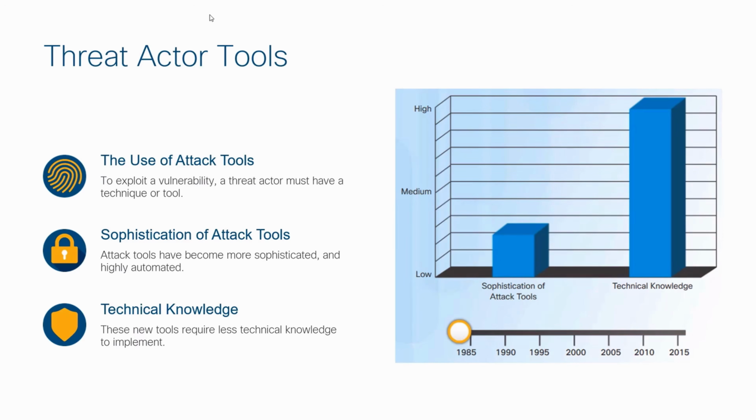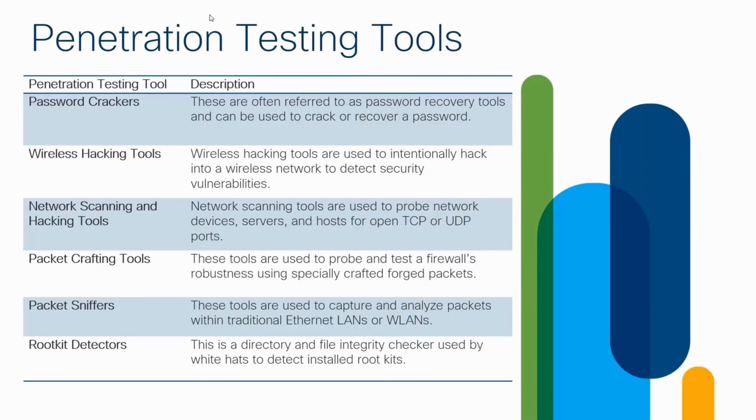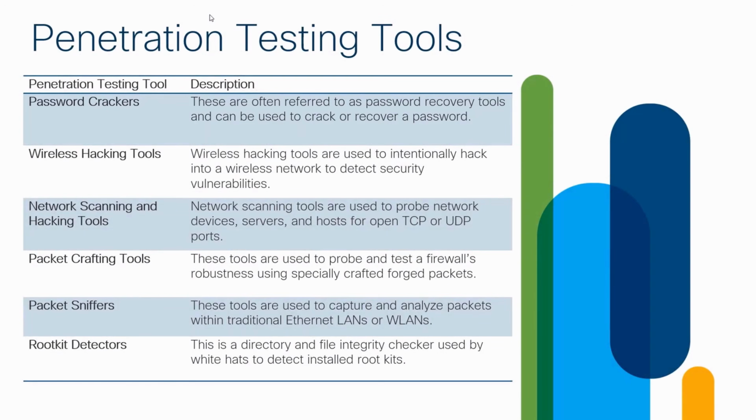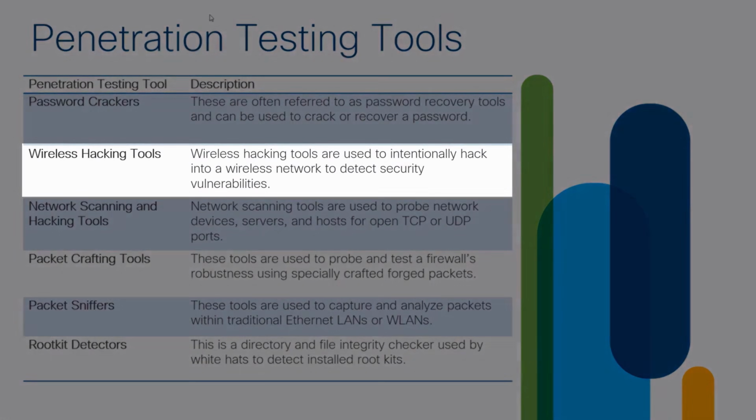So, those threat actors that need less knowledge nowadays do the same amount of power, if not more, attacks against targets. Some of the tools that we can talk about are called penetration testing tools. We'll start here with password crackers. A password cracker is all about being able to perform password recovery for somebody, whether that person wants their password recovered or not. With wireless hacking tools, we can talk about surveying wireless networks and then looking for vulnerabilities in order to take advantage of it.